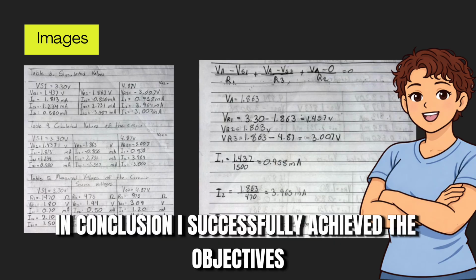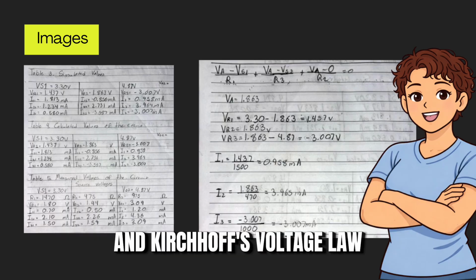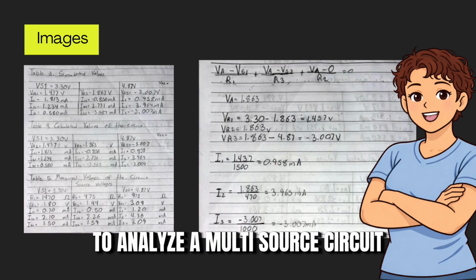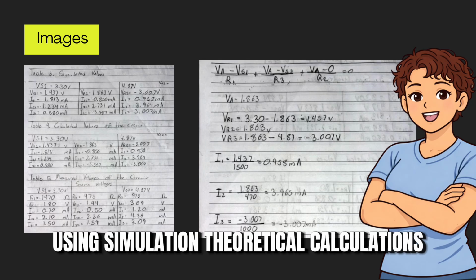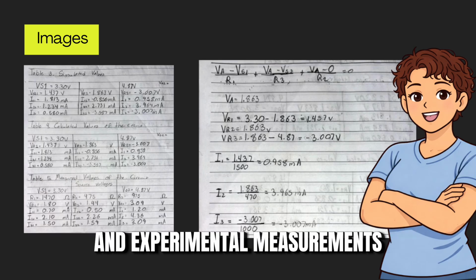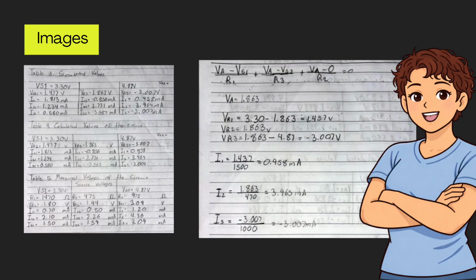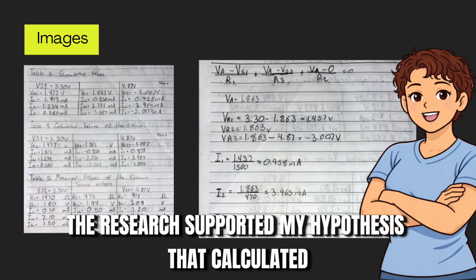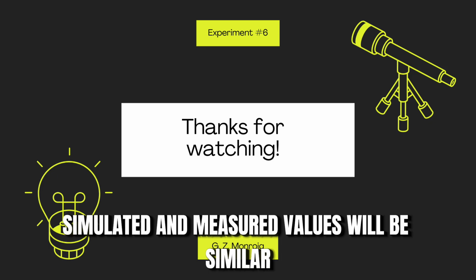In conclusion, I successfully achieved the objectives of applying Kirchhoff's current law and Kirchhoff's voltage law to analyze a multi-source circuit. Using simulation, theoretical calculations, and experimental measurements helped me understand how voltage and current distribute through the network. Overall, the research supported my hypothesis that calculated, simulated, and measured values will be similar.